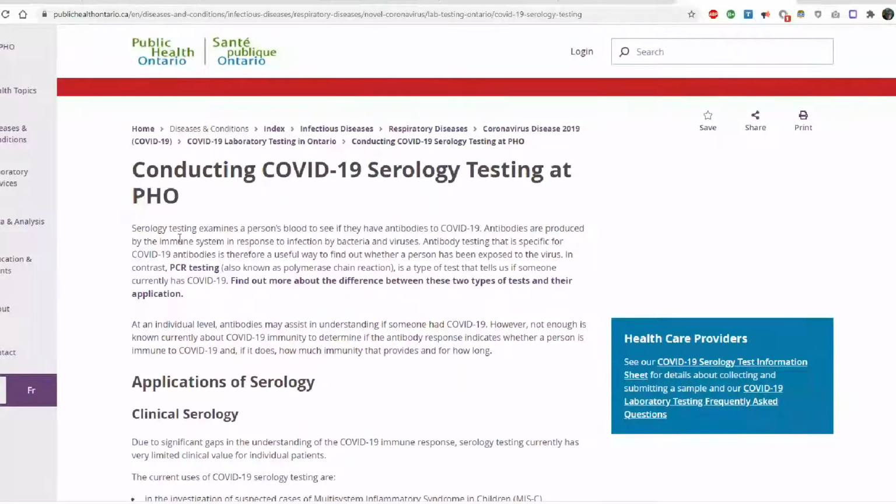The serology testing examines the person's blood to see if they have the antibodies for COVID-19. Antibodies are produced by the immune system in response to the infection of bacteria and viruses. Antibody testing is specific to COVID-19 antibodies, and therefore is useful to find out whether a person has been exposed to the virus. In contrast, PCR testing, also known as polymerase chain reaction, is a type of test that tells if someone currently has COVID-19.